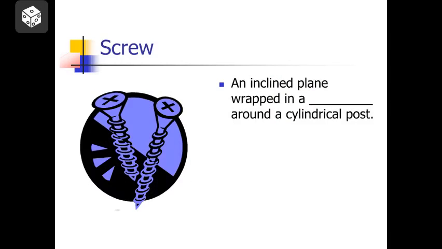Fifth one is a screw. Screw is an inclined plane wrapped in a spiral around a cylindrical post. So really it's wrapped in an inclined plane as well. This screw here is nothing more than an inclined plane. So literally you could follow it connected wise up from the bottom through the screw itself. A spiral staircase is a great example of a screw example. So an inclined plane wrapped in a spiral, again, around a cylindrical post.